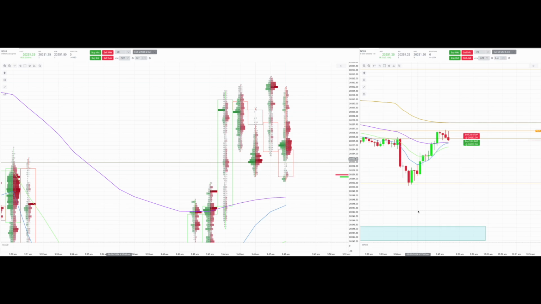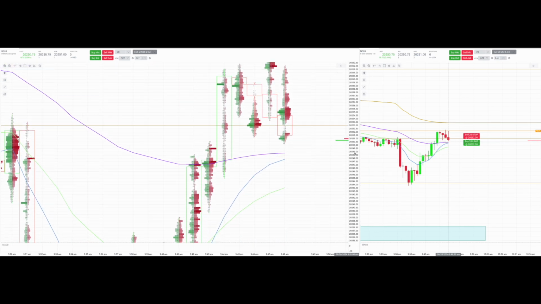But based on how these candles are looking, I think we're going to see somewhat of a flush coming up here. A lot more selling pressure coming in. Buyers can't really seem to keep it afloat.